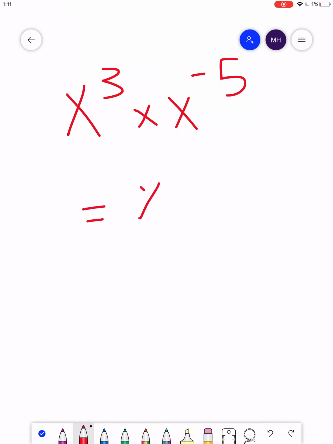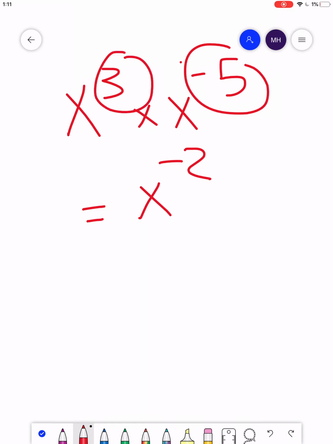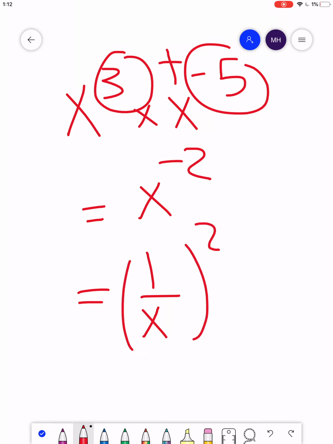Here another example, x power 3 multiply x power negative 5 equals x power negative 2, because I add these two numbers, the indices. So I flip the x, it becomes 1 over x, and power 2 equals 1 over x times 1 over x equals 1 over x squared.